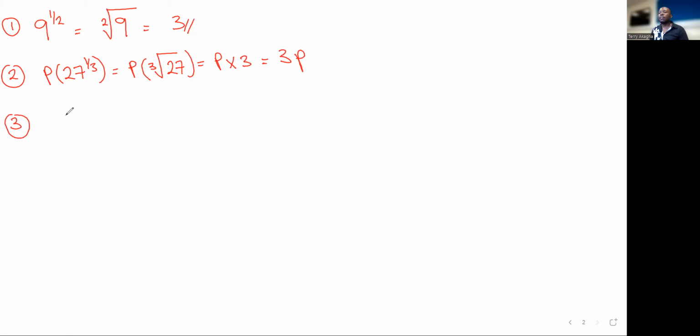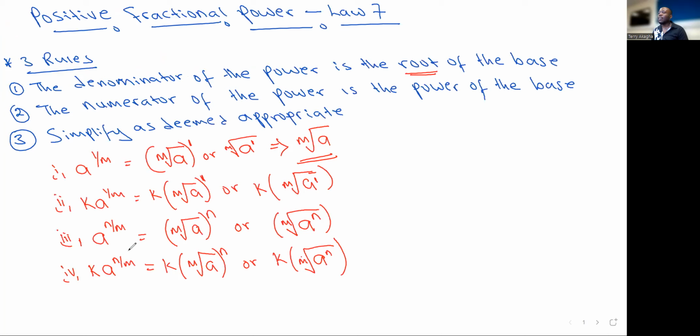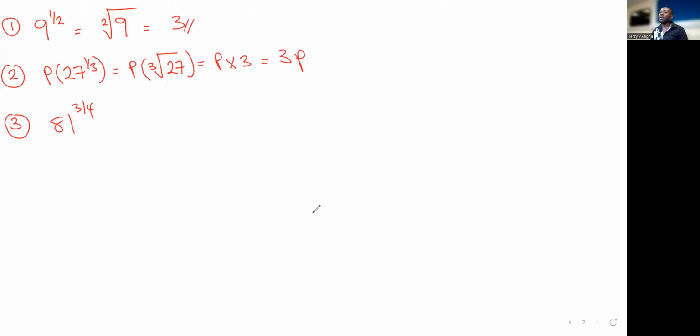The next one is, let's assume we have 81 raised to the power 3 over 4. Now remember what I said in the previous slide? I said that when you have A raised to n over m, the denominator of the power is the root, while the numerator of the power is the power of the base. So we're going to do the same thing here. That means it's going to be the 4th root of 81, are you seeing it, all raised to the power 3. Or you can say 81 raised to the power 3, then the 4th root.